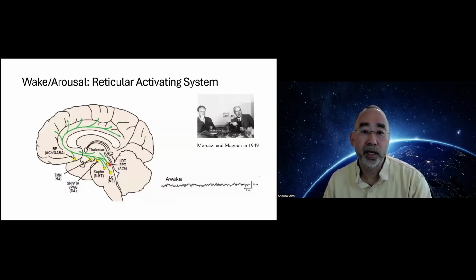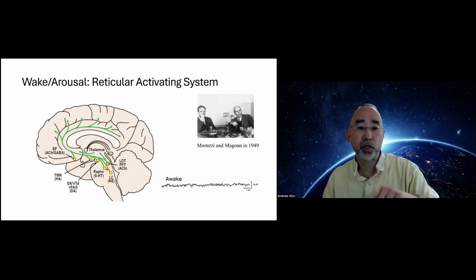Basically, they took anesthetized cats and stimulated this region, and that would shift the EEG of the cat from the slow synchronized waves of sleep, just like what we saw, to the desynchronized active pattern of wakefulness, even if the direct sensory input was blocked. This demonstrated that the ascending reticular activating system has a powerful intrinsic ability to promote wakefulness.